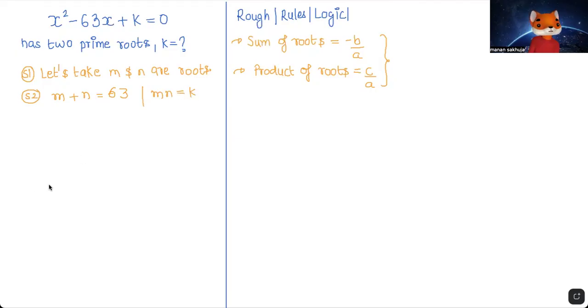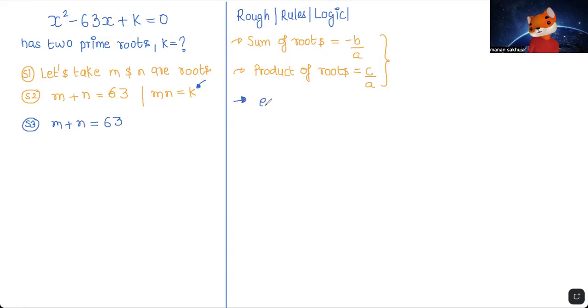Now students, I hope you can see that we are trying to find k only. So if I can find the product of roots, I can find the value of k. What exactly will help us to find that? This equation, m plus n is equal to 63. Now looking at this, what can I say? Now students, this is our key to solve this problem.